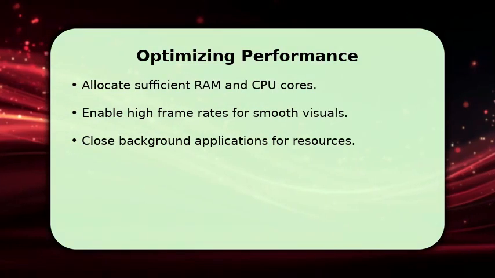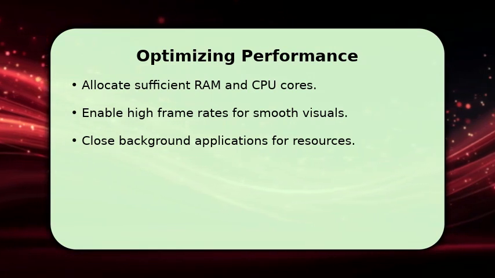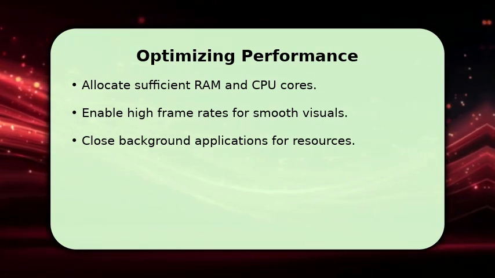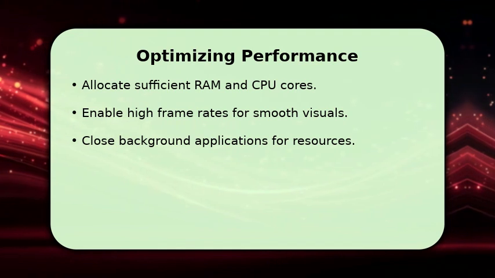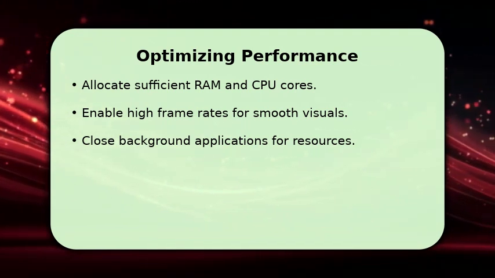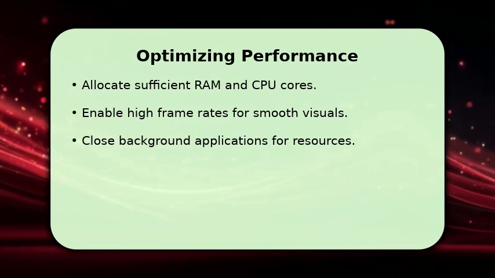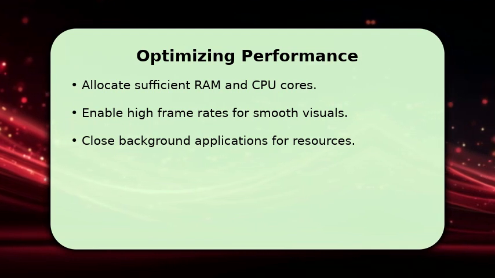To ensure the best possible gaming experience, optimizing your emulator's performance is key. Within the emulator settings, allocate at least 4 GB of RAM and 2 to 4 CPU cores if your computer allows. Enable high frame rates, aiming for 60 frames per second for incredibly smooth visuals.